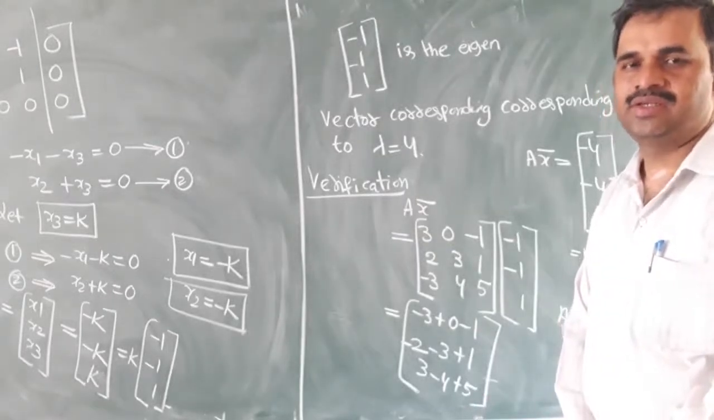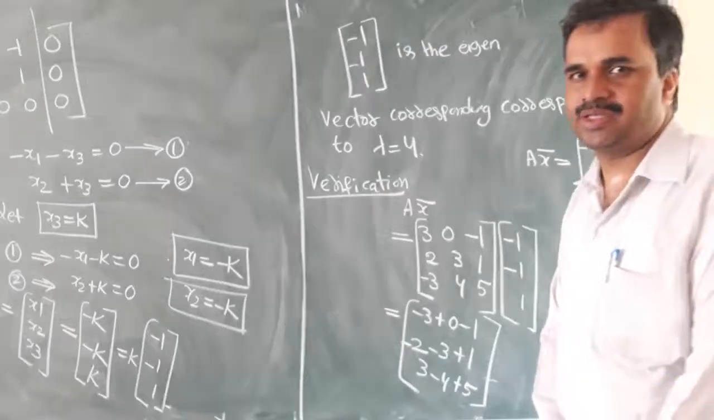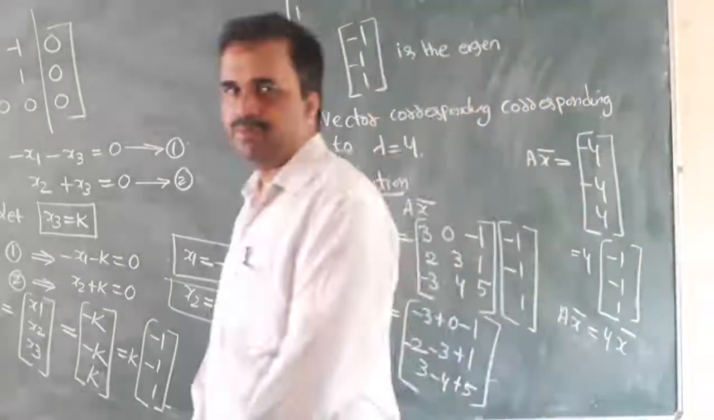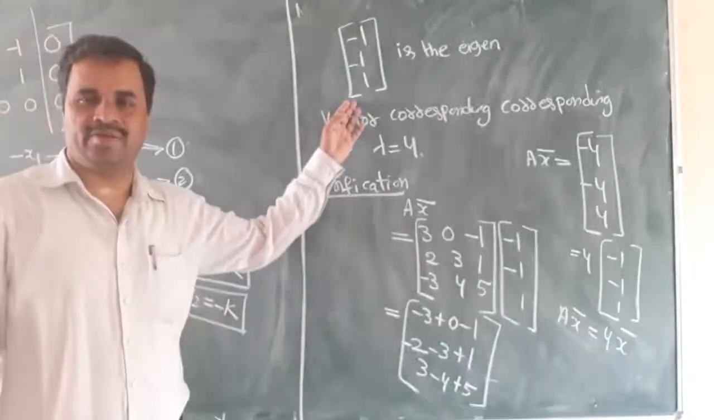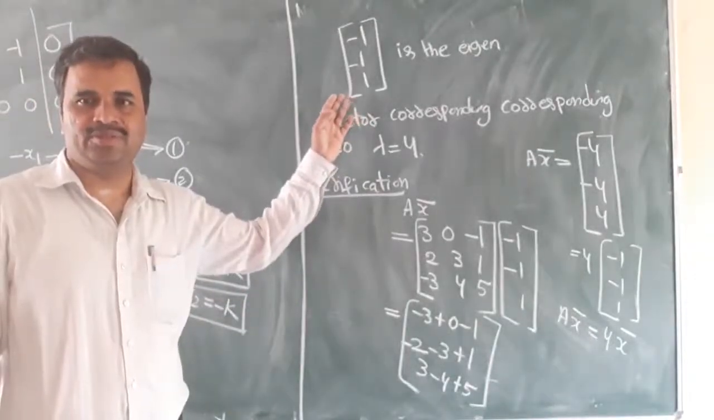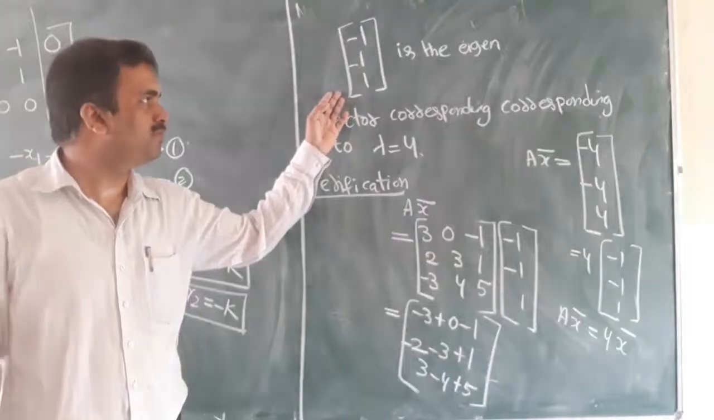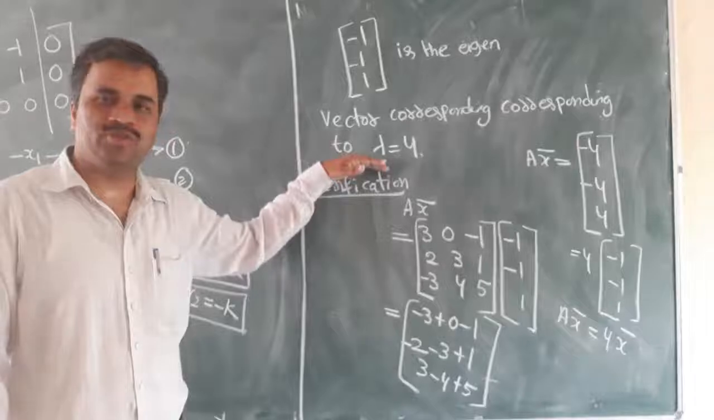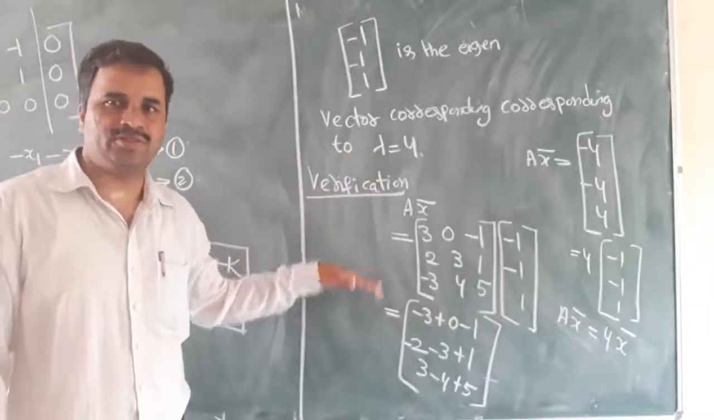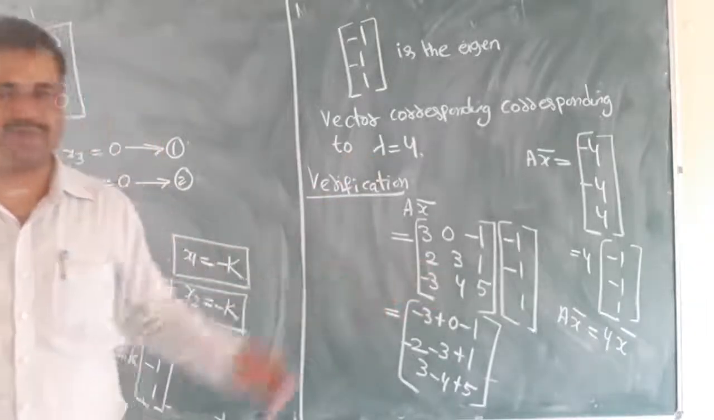So we consider A minus lambda I x bar is equal to 0 bar. We simplified it, and at the end we got the eigenvector x bar. So x bar is the eigenvector corresponding to lambda equal to 4. The problem is over here. We did verification also. It is satisfied. You can check it once.